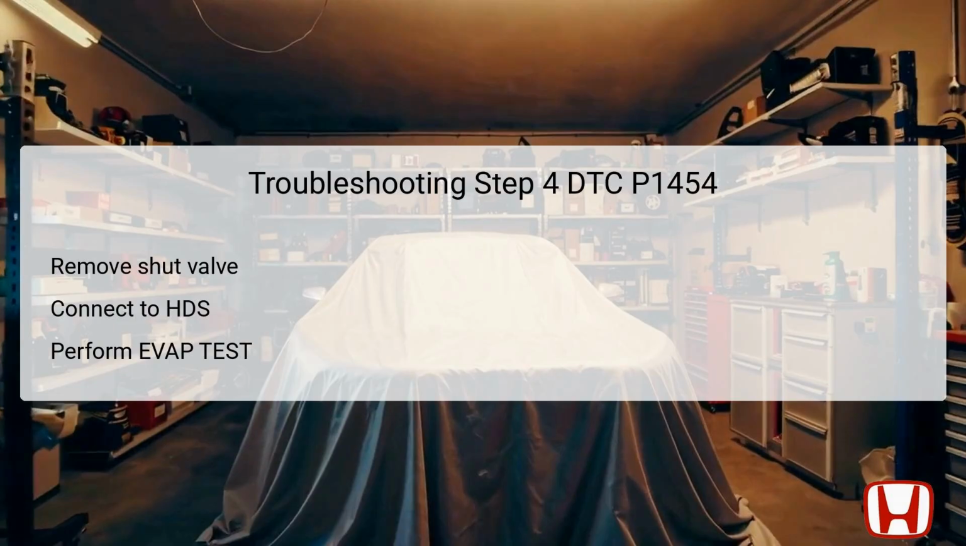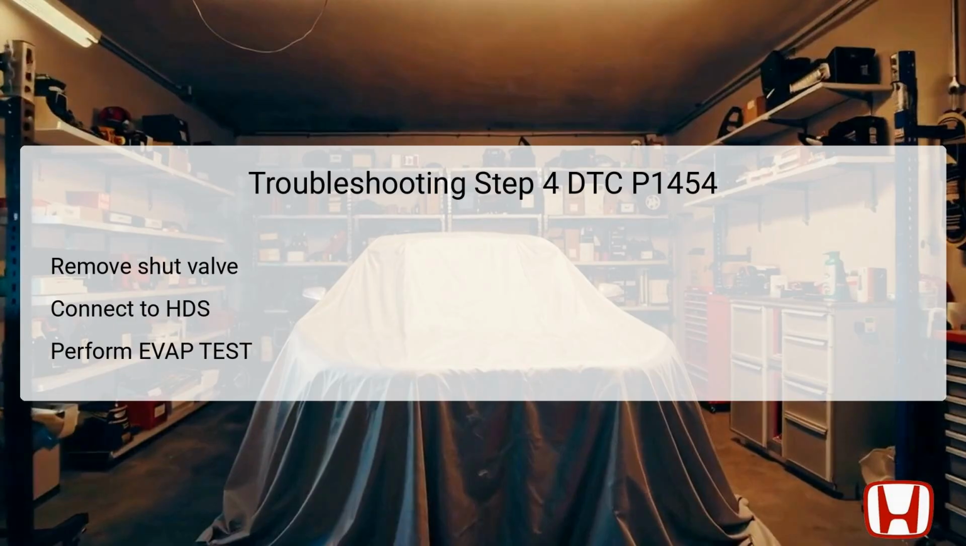Turn the vehicle to the on mode and select the EVAP test from the inspection menu in the HDS. Implementing the EVAP CVS on functionality allows you to test whether the shut valve operates as intended. If the valve is free of corrosion and operates correctly, this indicates it is functioning effectively, and you can proceed to the next troubleshooting step.